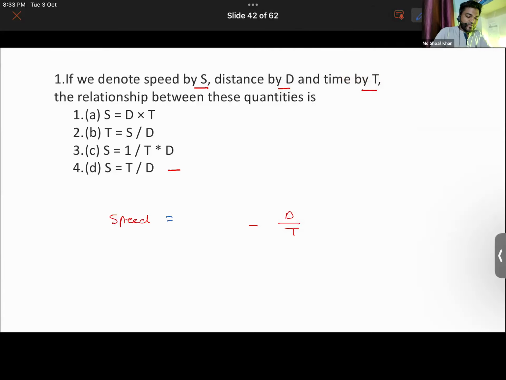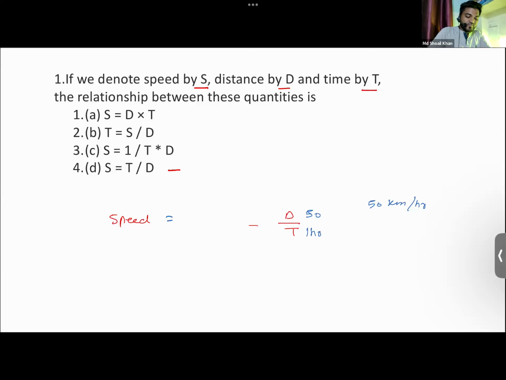Like this now. 50 kilometer per hour. That means 50 is written in the numerator. 50 is over here and 1 hour is here. Now, which relation is true here? We know that speed equals distance upon time. We can write it like this also, or we can say it like this also: time equals distance upon speed. Can we say it like this?